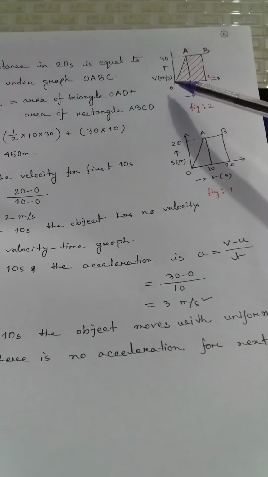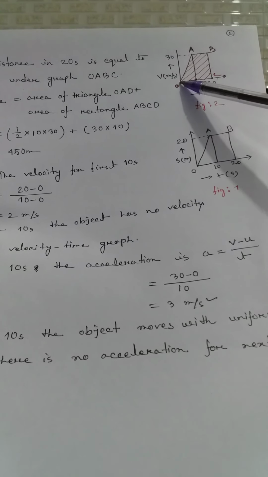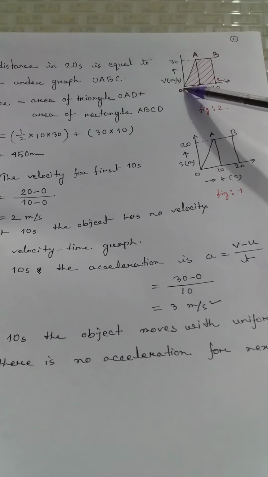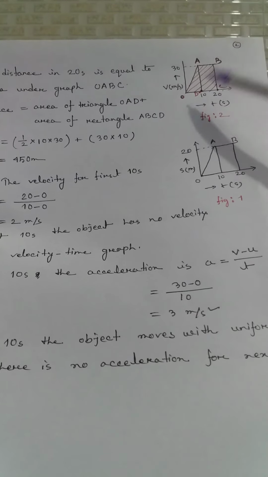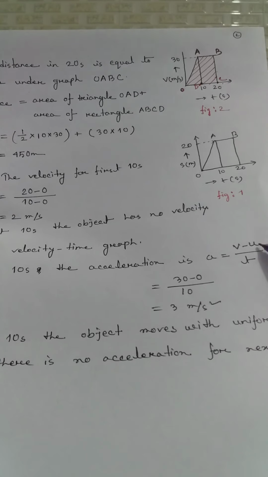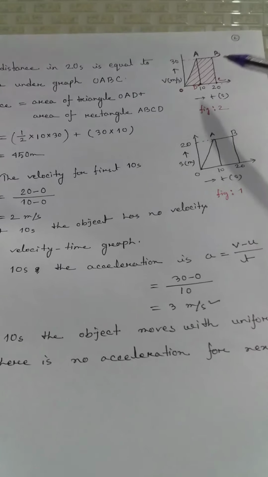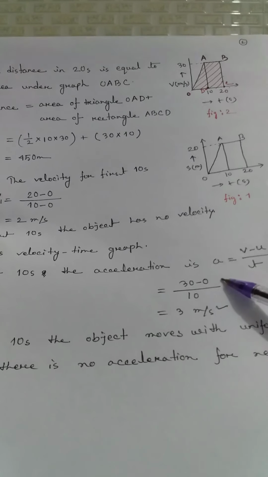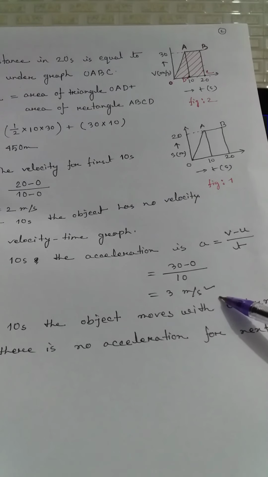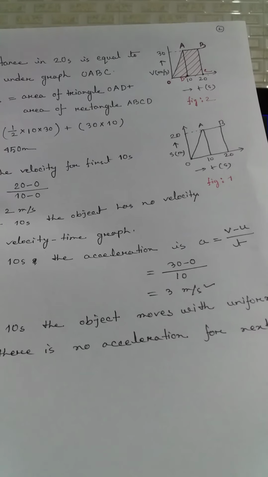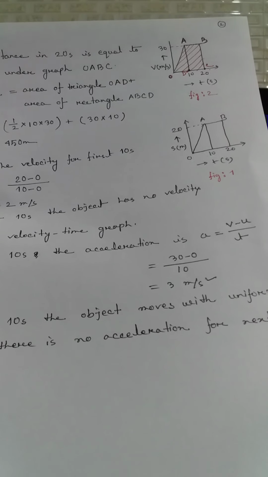V is final velocity, u is initial velocity, t is time. Here the time difference is 10 seconds, and as it starts from the initial point 0, there is no initial velocity, that is, it is starting from rest. So initial velocity is 0 and final velocity is 30, as we see from our graph. So here we can determine the value of acceleration: 3 meter per second square.